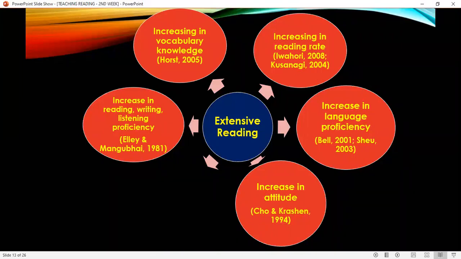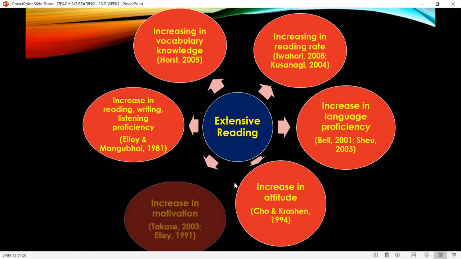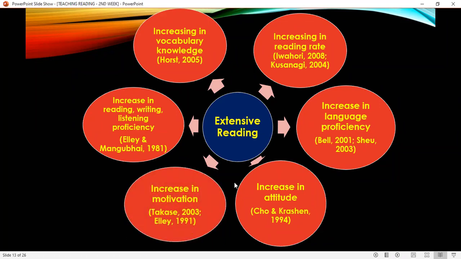It's so important here when you are going to learn a second language, reading, the input is so important, the input. You have to receive a lot of input. One of these is by reading, no? The other one is by listening. Then in the next module, we're going to talk about the listening part. And increasing motivation to know, said by Takase, 2003, Ellis, 1991.